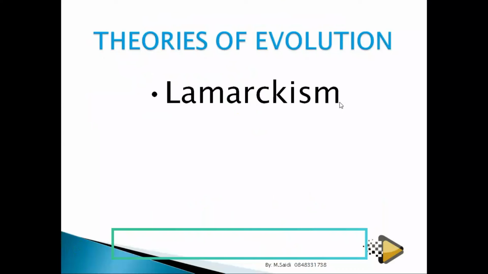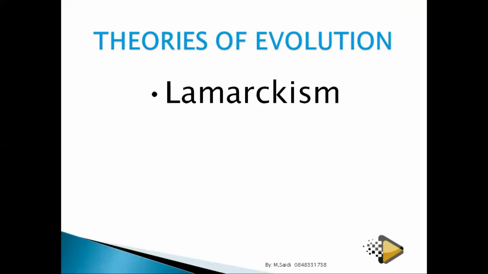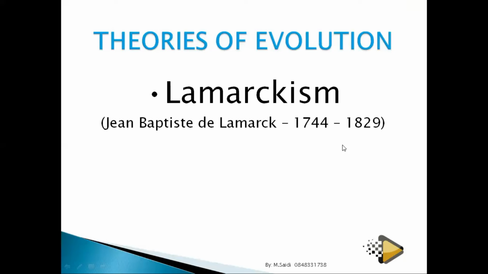The theories of evolution. This is the core. Now we are starting evolutions. Number one, the first one is Lamarck's theory, which we call Lamarckism. This guy lived from 1744 to 1829.